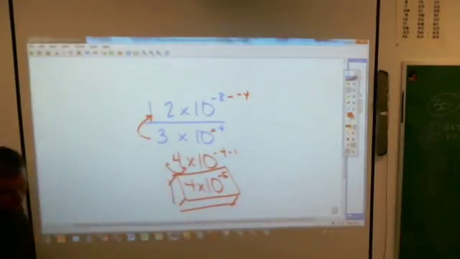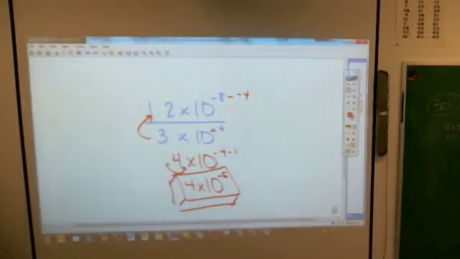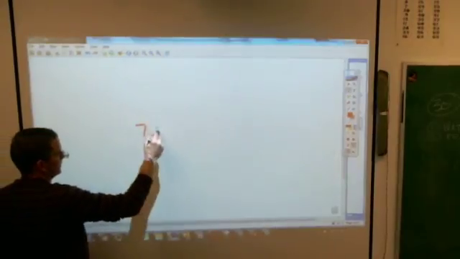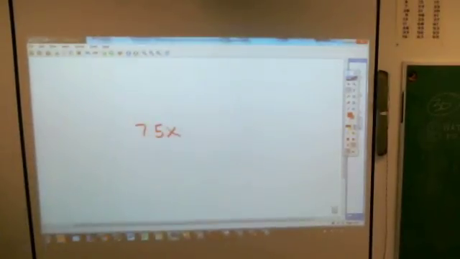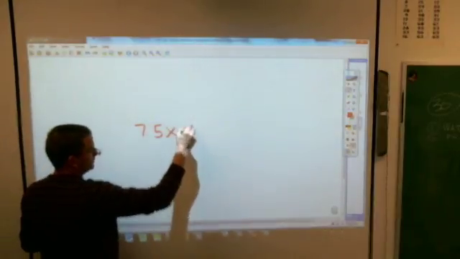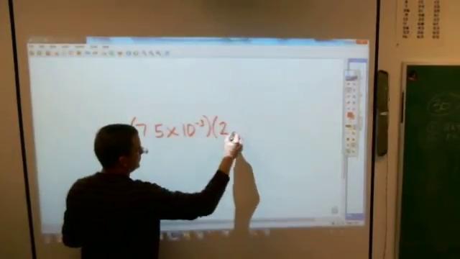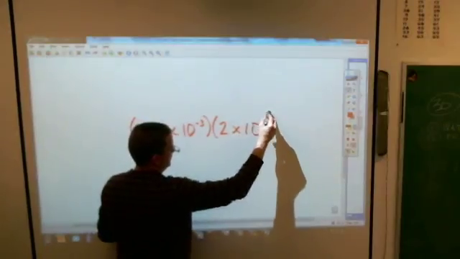Everybody get that? Try to figure out why that is, why that isn't, who it could be, who it couldn't be. Oh, one more. Let's do a multiplication one. Let's do a multiplication. Yes, let's do that. 7.5 times 10 to the negative 3. I'm going to multiply that by 2 times 10 to the negative 5th power.